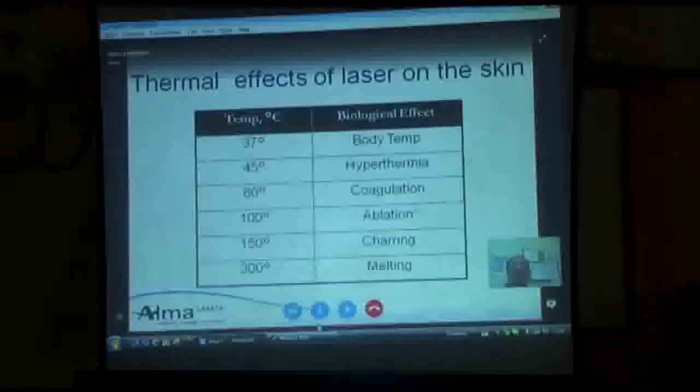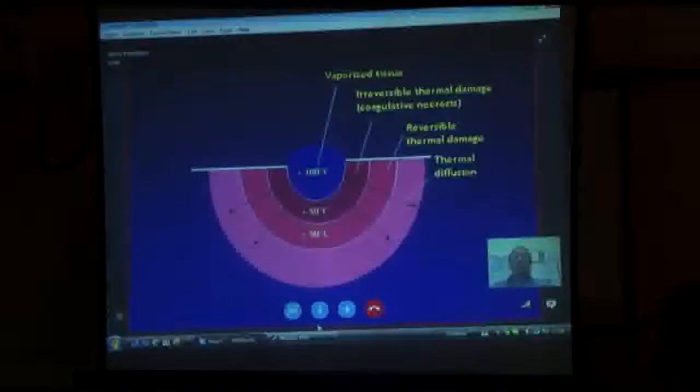Thermal effects of laser in the skin are an important consideration when we come to understand laser skin interactions. It can go from 37 degrees centigrade, body temperature, and can cause hyperthermia, coagulation, ablation, charring and melting. In this slide, we consider different thermal events that may be produced by a laser. It can vaporize tissue at 100 degrees or more. It can be irreversible thermal damage, coagulative necrosis, if the temperature is sustained at 50 degrees centigrade for a longer period of time. Or it can be reversible thermal damage, less than 50 degrees centigrade. And as a byproduct of all these thermal events, we can have thermal diffusion or non-specific thermal effect attributed to those thermal effects we're producing on the surface of the skin.